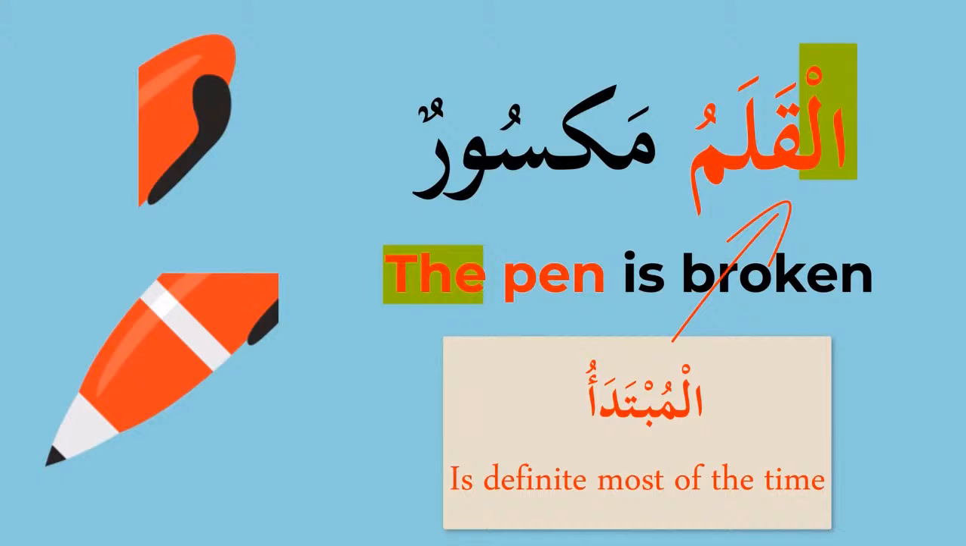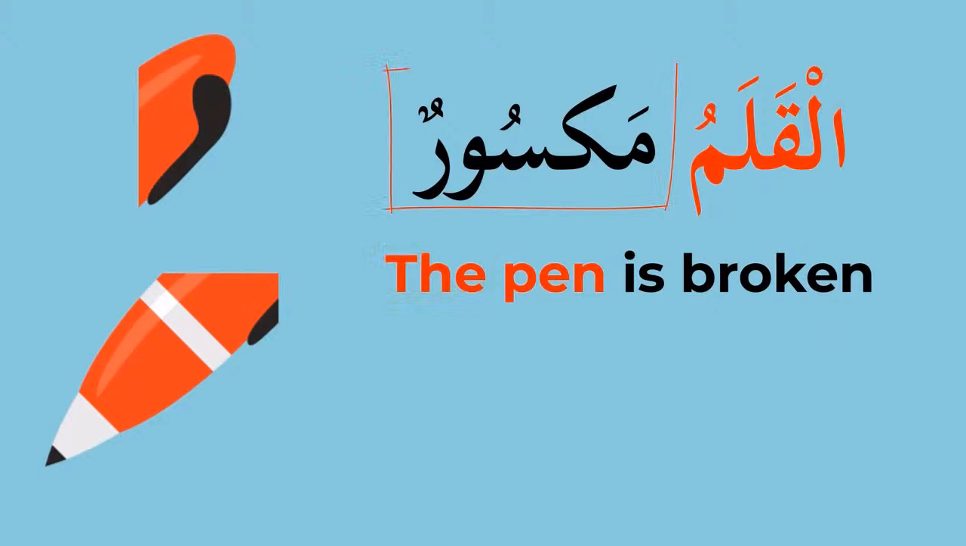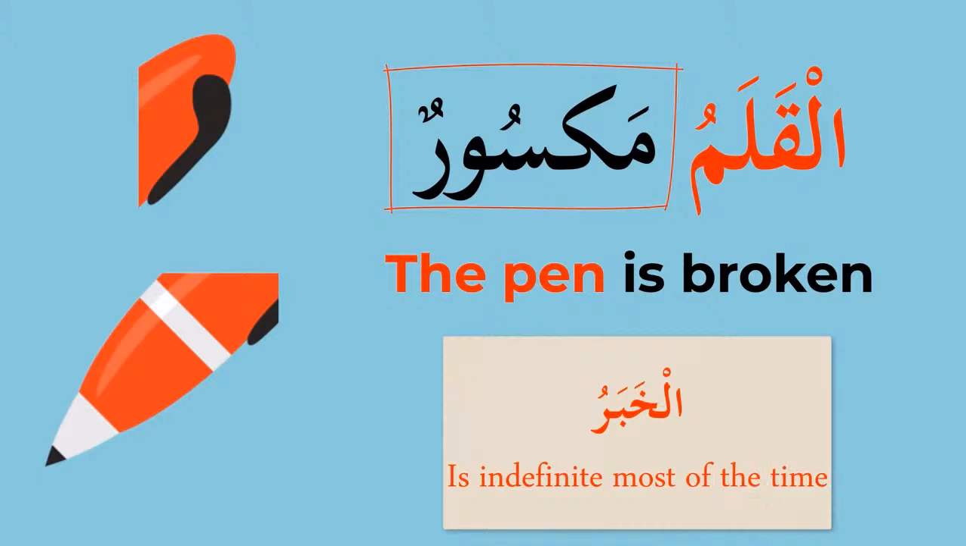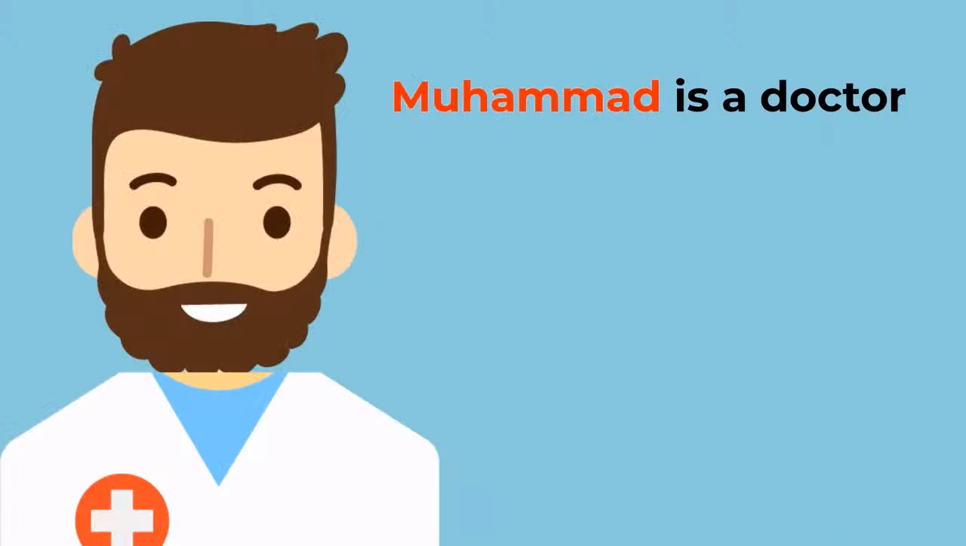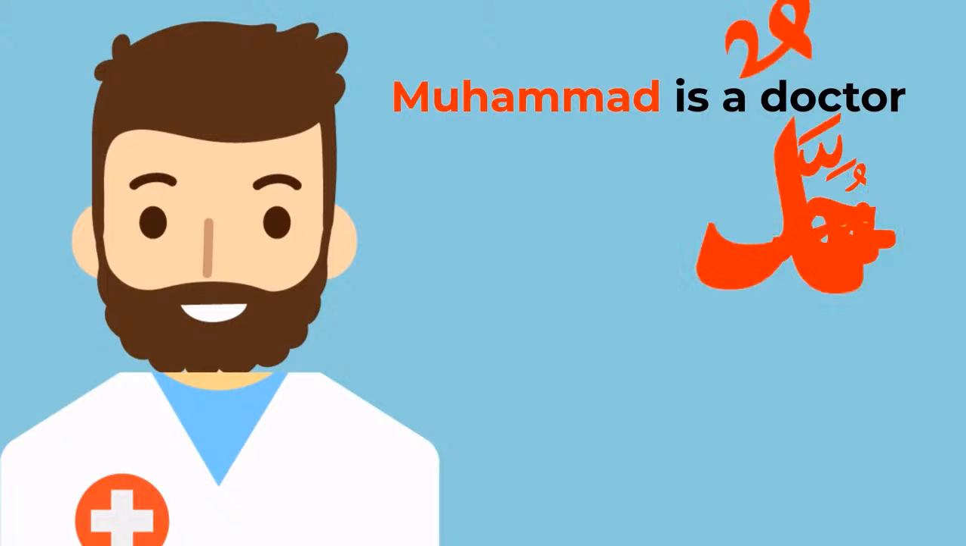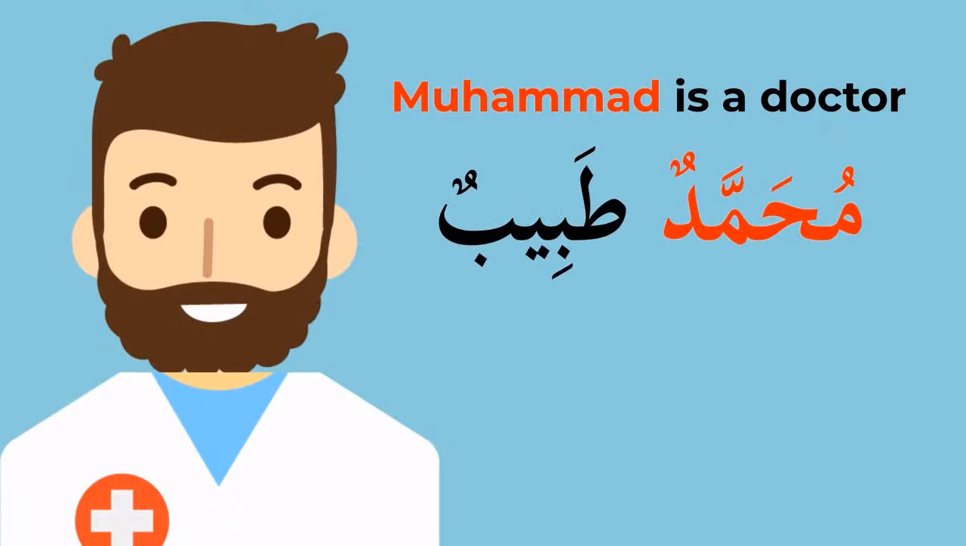And then, brother, what about the khabar? Khabar will be most of the time indefinite. So you won't say "the" in it because it's an adjective. But if I say Muhammad is a doctor, so what will you say? Muhammadun tabibun. Muhammad is definite, but tabibun is indefinite. Are you with me?